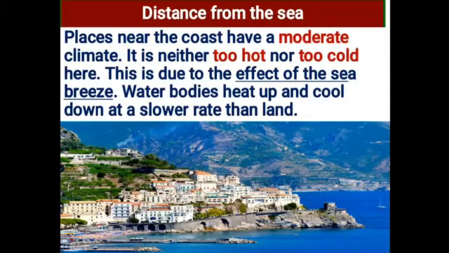Here is a picture showing a city in the coastal area. Cities, regions like this, which are near the sea coast, have a moderate climate. It is neither too hot nor too cold here. This is due to the effect of sea breeze. Same amount of sun rays fall at the water bodies as well as land, but water bodies heat up and cool down at a slower rate than the land.